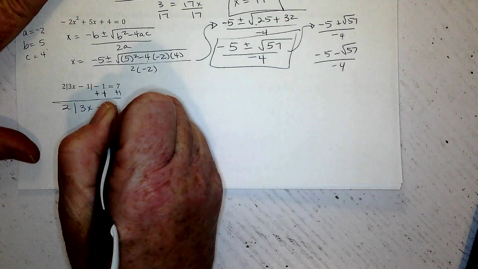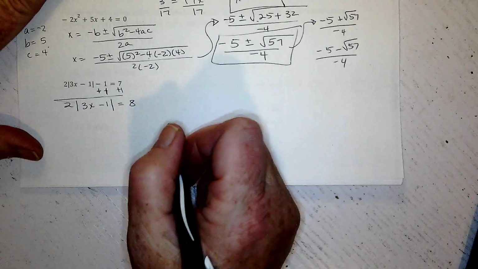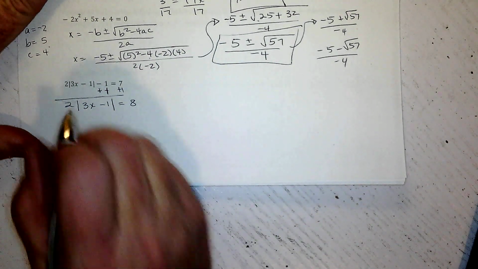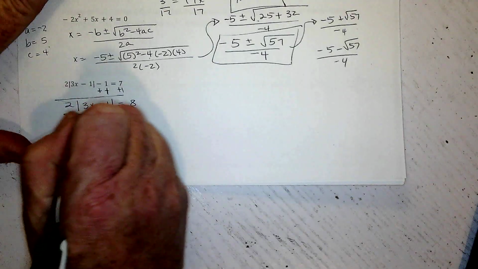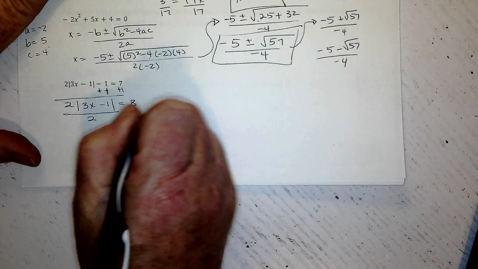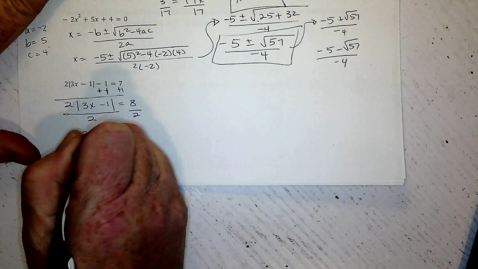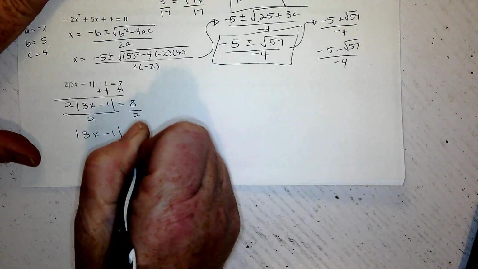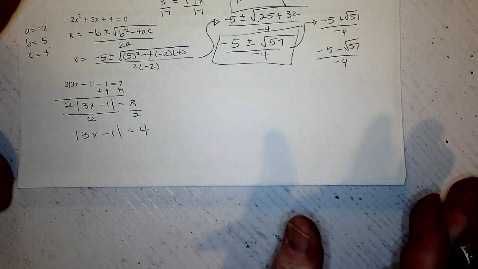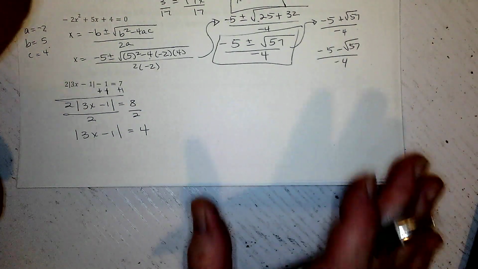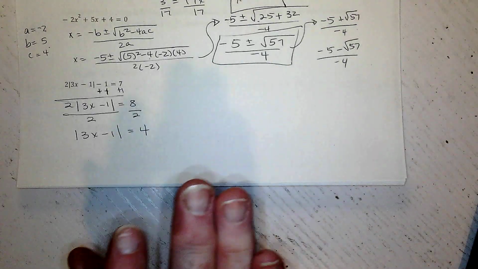Do not distribute that 2. I know a lot of you like to do that. It's wrong. It's so wrong. Please don't do that. You're going to have the wrong answer. Divide both sides by 2, and you get the absolute value of 3x minus 1 is equal to 4. Okay. Now is when we can get rid of the absolute value sign, not a moment before.